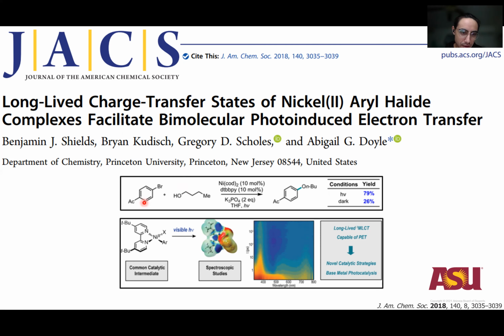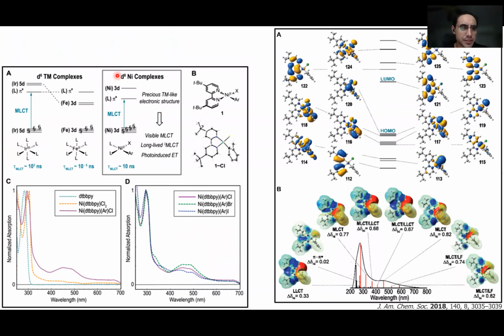Basically they're coupling an aryl halide with an alcohol to form an aryl ether through nickel redox catalysis and light under basic conditions. Here I want to start with this figure, where they draw some similarities between d8 nickel complexes and iridium, the precious metal electronic structure. And so it can undergo a metal to ligand charge transfer event.